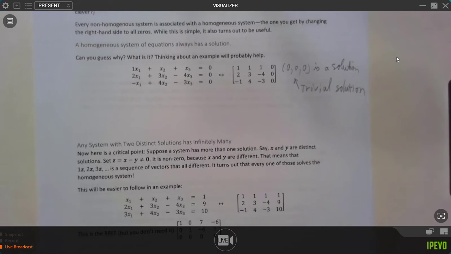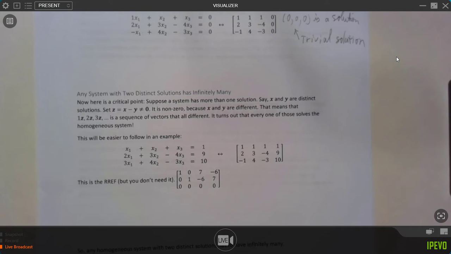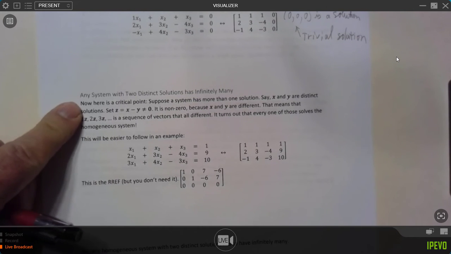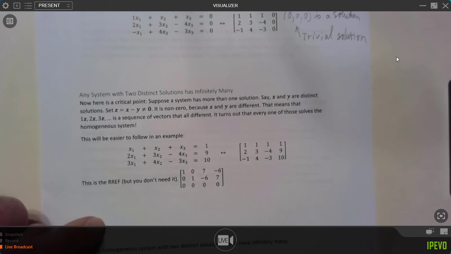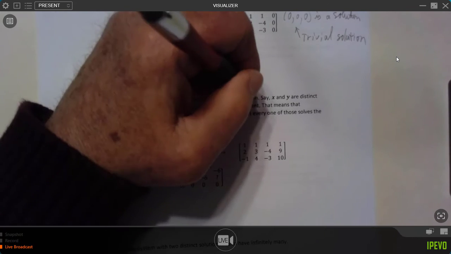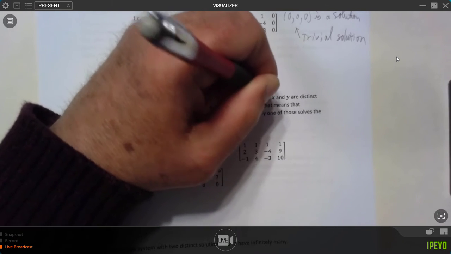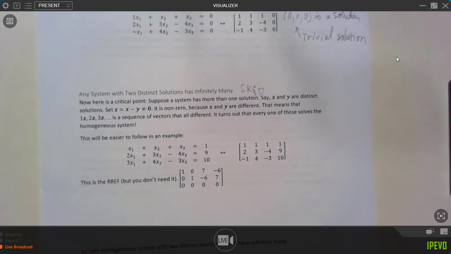Now, I put this in the notes and I kind of regretted it later. This is a true statement. Any system with two distinct solutions has to have infinitely many. And I tried to give a little bit of an argument here for that, but I would recommend that for right now you just skip that. And the reason is that we're going to come back to it in the next section anyway, and it'll be much easier to understand after we have a few more tools available to us.